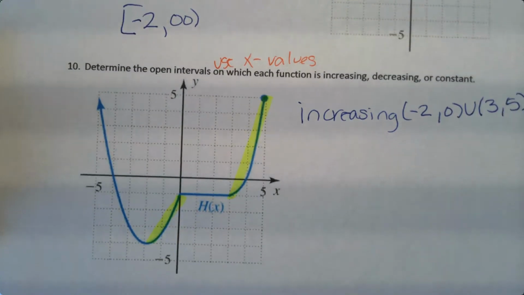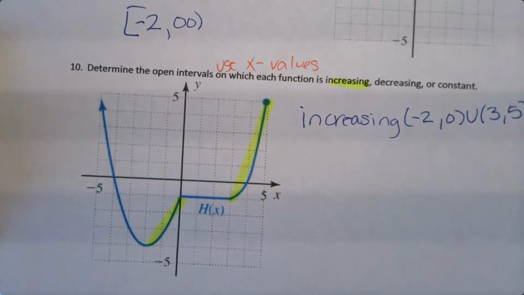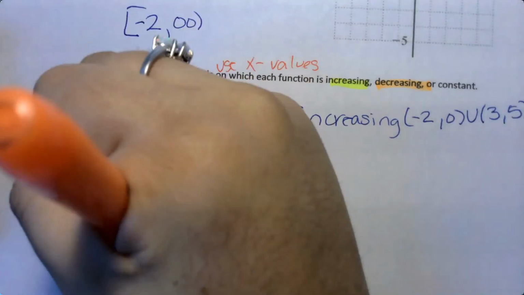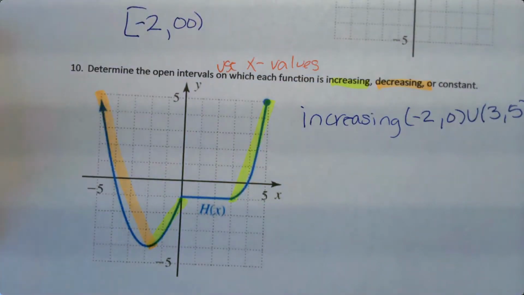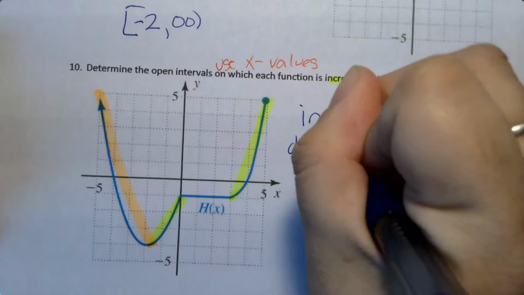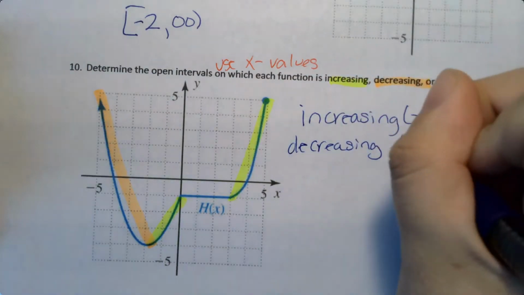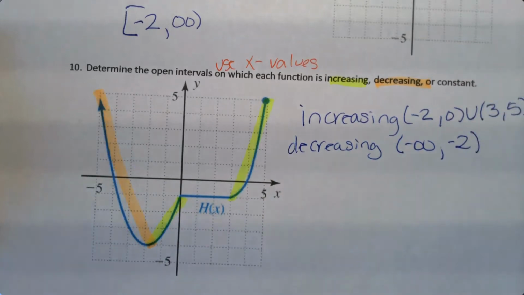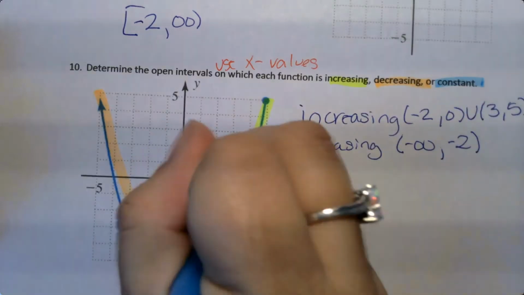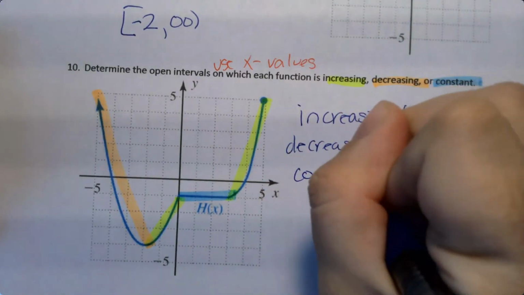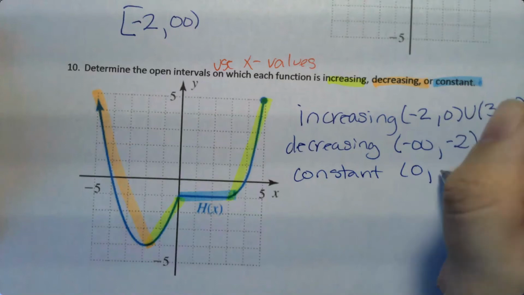Then my next one is decreasing. So I am going to, these are ones with negative slopes. This one is starting forever on the left, so that's going to be -infinity. And then it ends at -2. My final thing on this graph is constant, so where it has a straight line. And that starts at 0 and ends at 3.